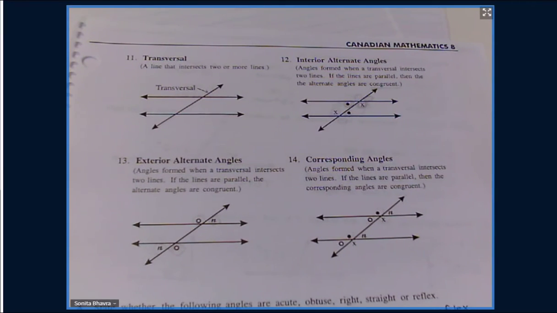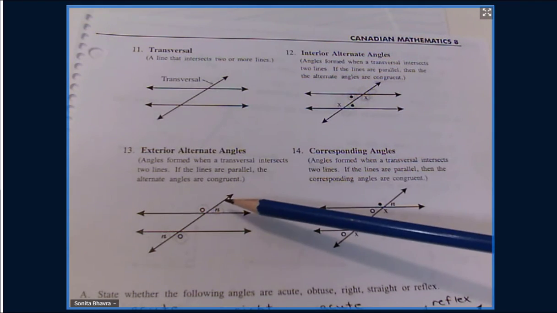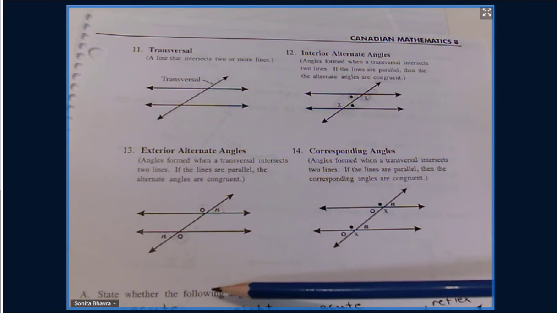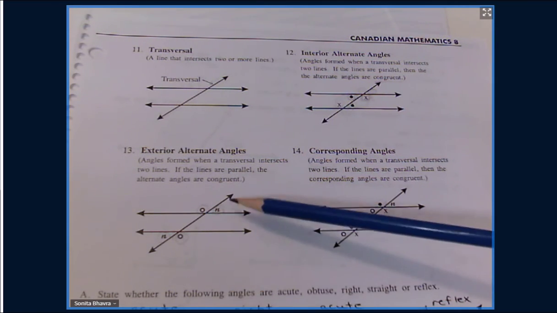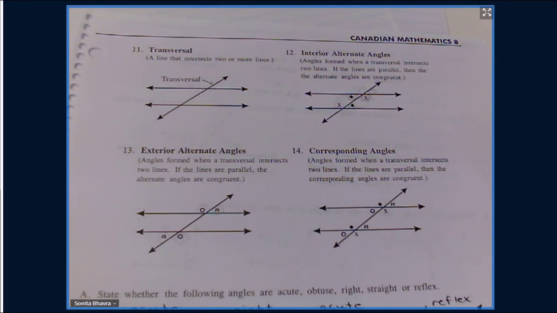And next are exterior alternate angles. These are angles formed when a transversal intersects two lines. If the lines are parallel, then the alternate angles are congruent. These are external, so on the outside. So this angle O and this angle O are exterior alternate angles, and this angle N and angle N here are exterior alternate angles.